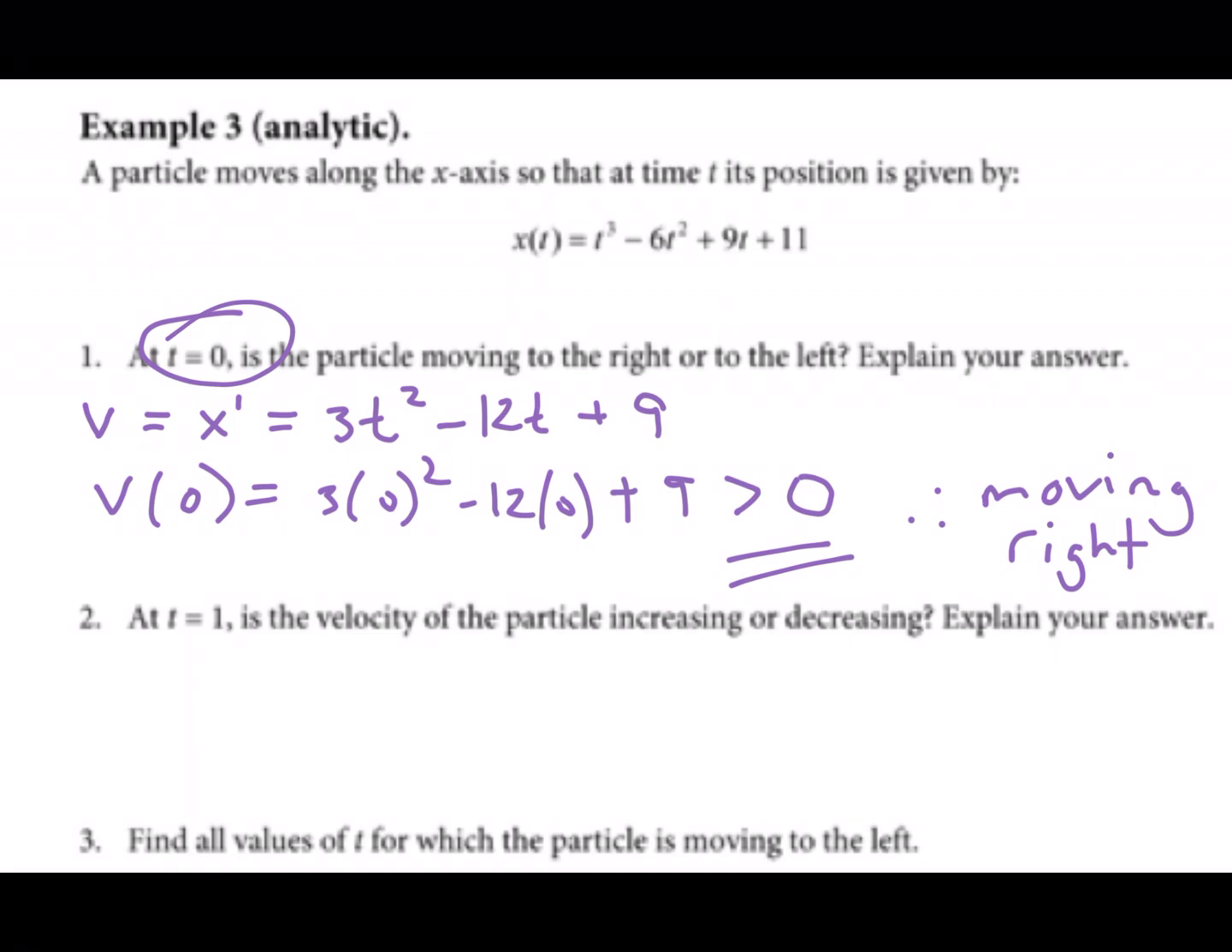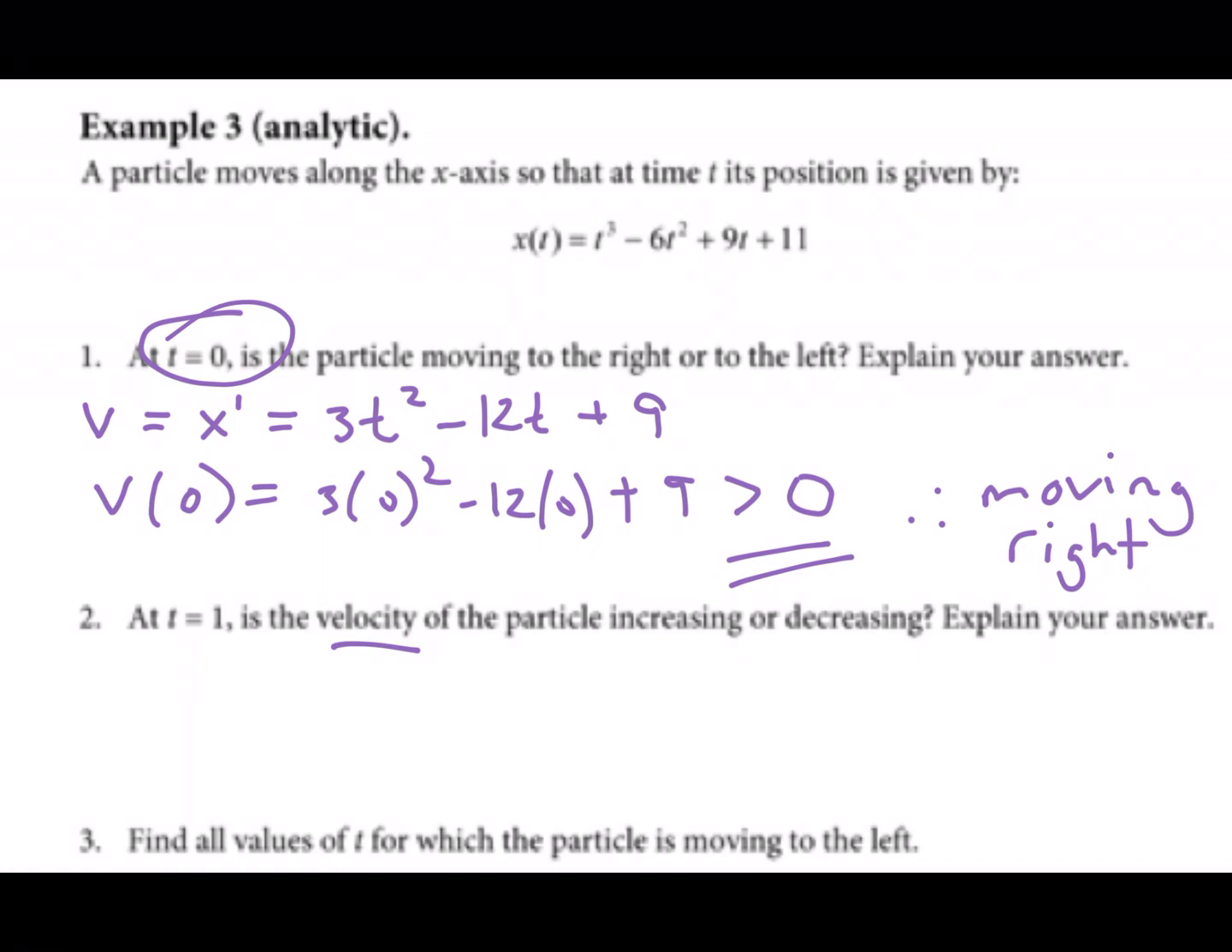For question number 2, it says at time 1, is the velocity of the particle increasing or decreasing, and explain your answer. Now, I don't want you guys to get super into the physics, the motion, the rules, whatever. Use your basic knowledge of calculus. So we're talking about, is a velocity function increasing or decreasing? How do I tell if any function is increasing or decreasing? Well, I look at the sign of its derivative.